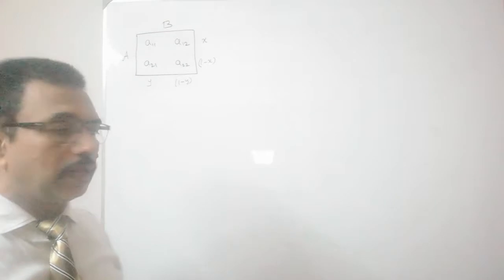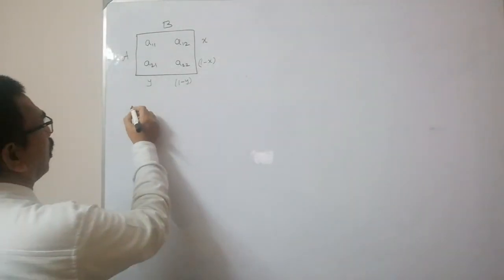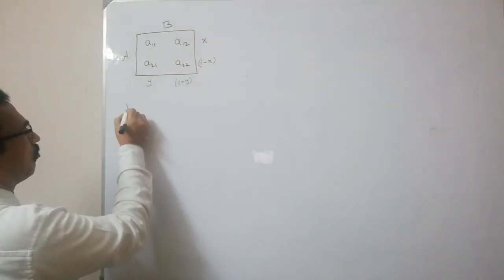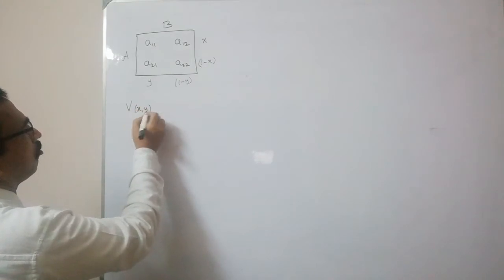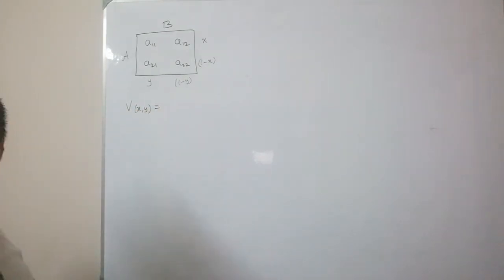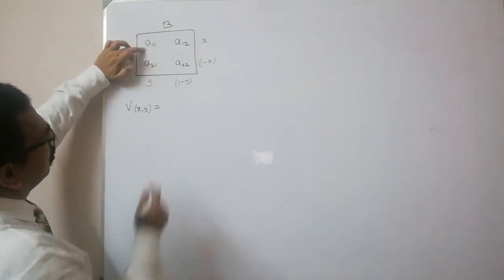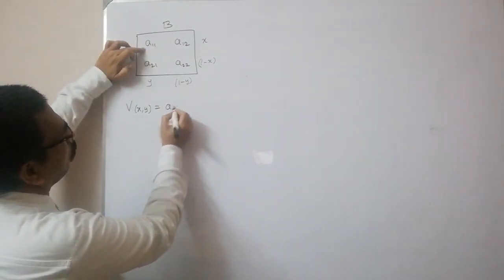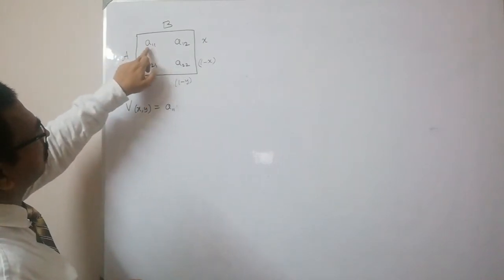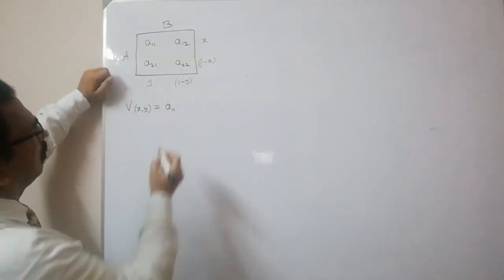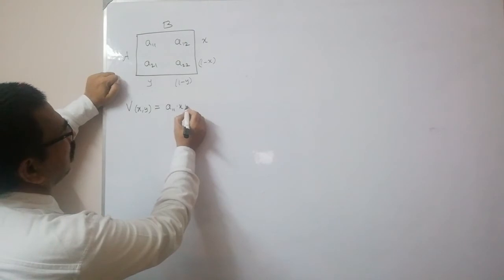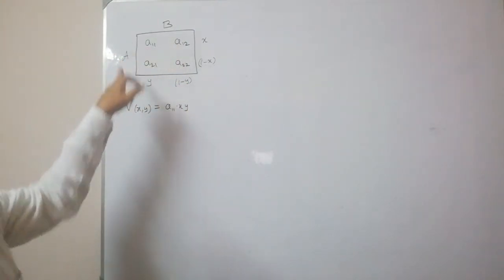Now let us make an expression for the value of the game, V(x,y) equal to, here A11 into, since it represents first row and first column, the corresponding probabilities are x for A and y for B.